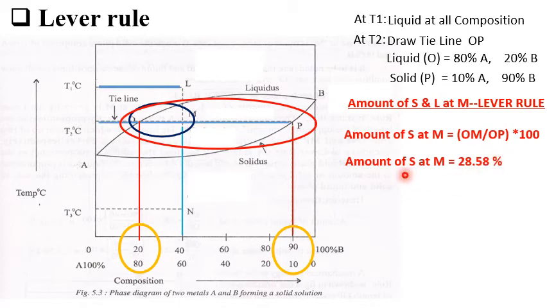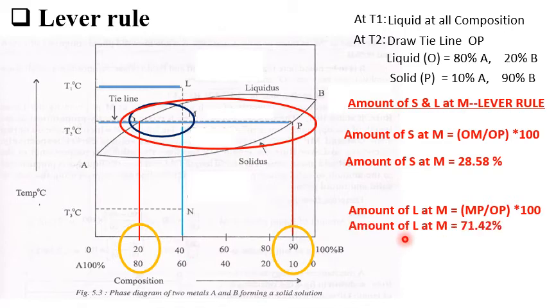Now similarly, if I want to find the liquid at point M, I need to stand at O. If I stand at O, the length of the opposite arm is MP divided by the overall length of the arm, OP. So what is MP? MP is 90 minus 40, that is 50. 50 divided by 70. How much are you going to get? You will get 71.42.